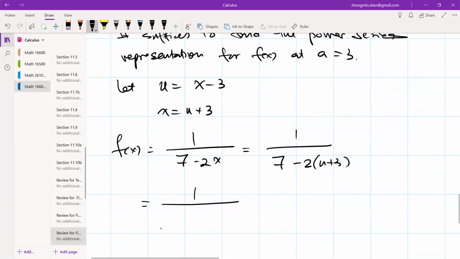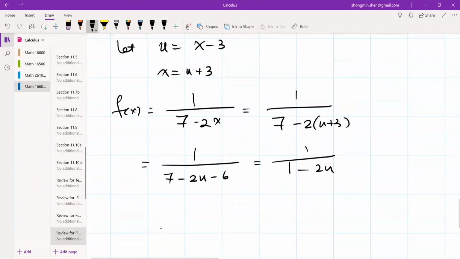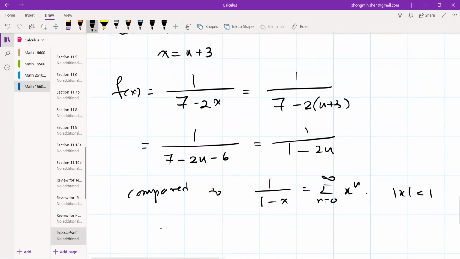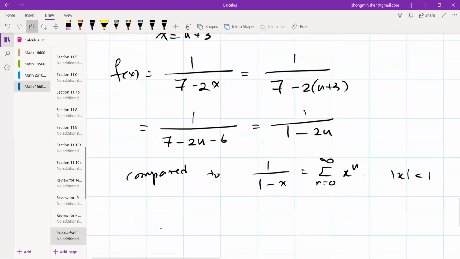Be careful with it. When you work it out, 7 minus 2u minus 6, so the answer is 1 minus 2u. That's the simplified version. Now, maybe it's not 1 minus, maybe 3 minus 2u. Then you have to take the 3 out. Right now it's perfect. You compare to this one, 1 over 1 minus x equals the geometric series, with absolute value of x less than 1. The first term is already 1 there, in 1 minus 2u, so x is going to be 2u.